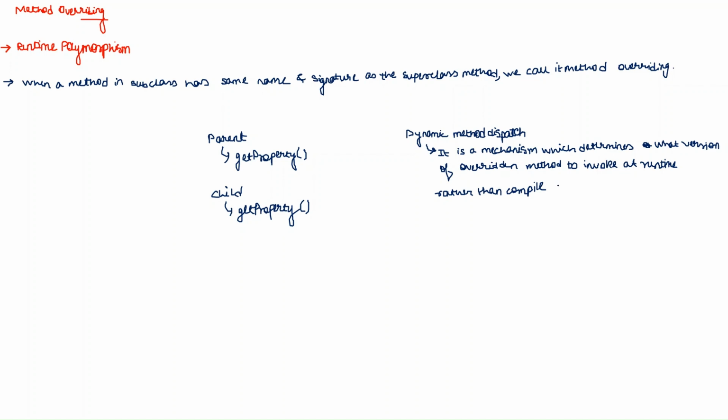There is a really big difference between dynamic method dispatch, method overriding, and method overloading. The version of overloaded methods is defined at compile time, before you actually execute the program. But a call to an overridden method is determined by this particular mechanism in the JVM, which is dynamic method dispatch.